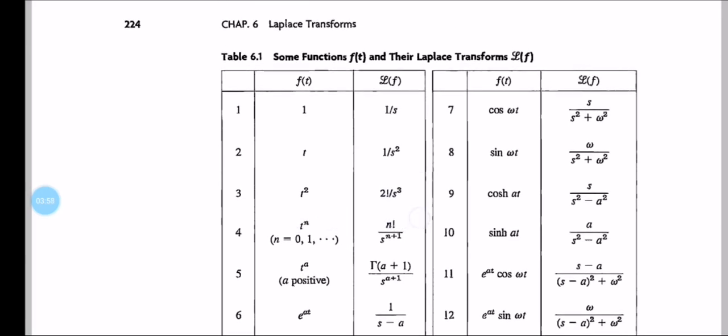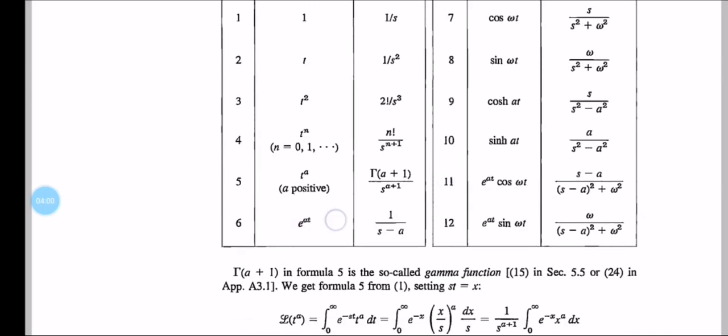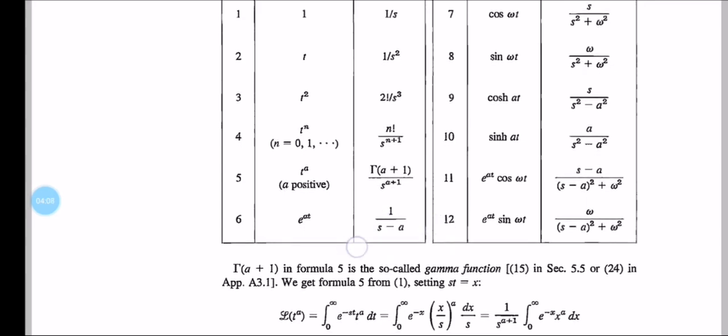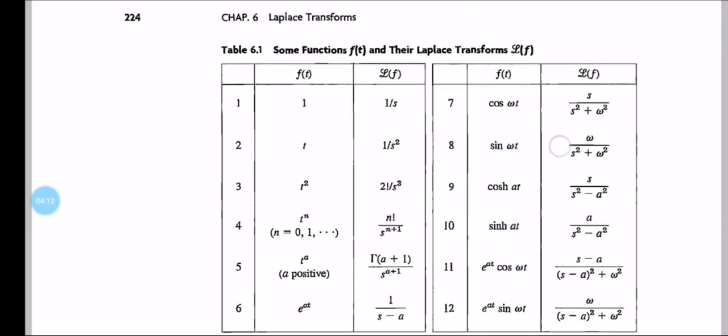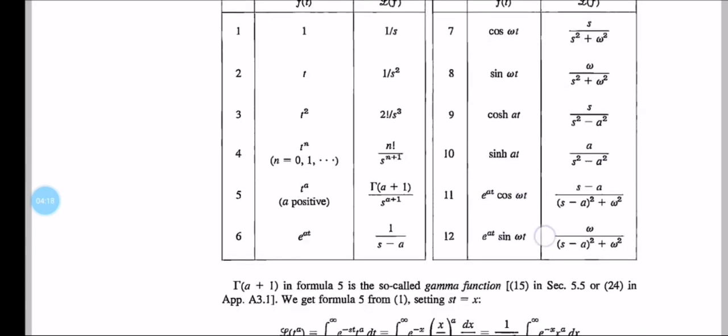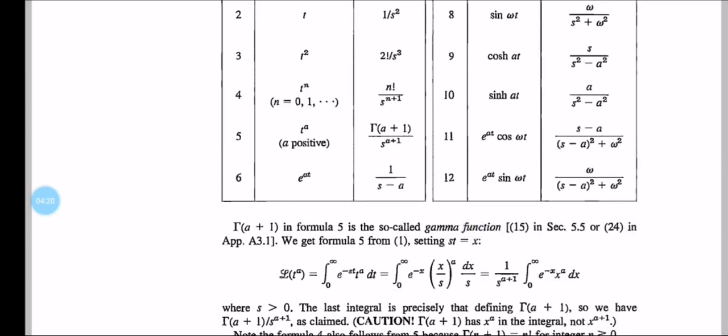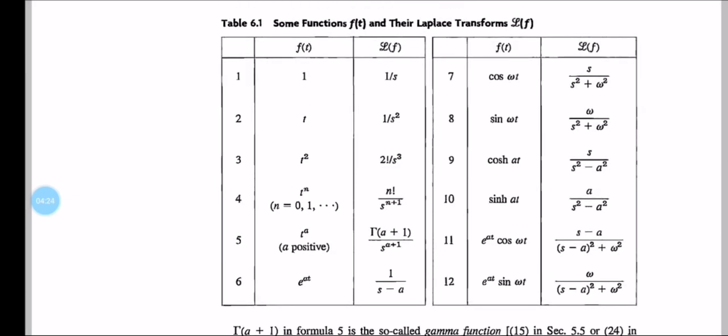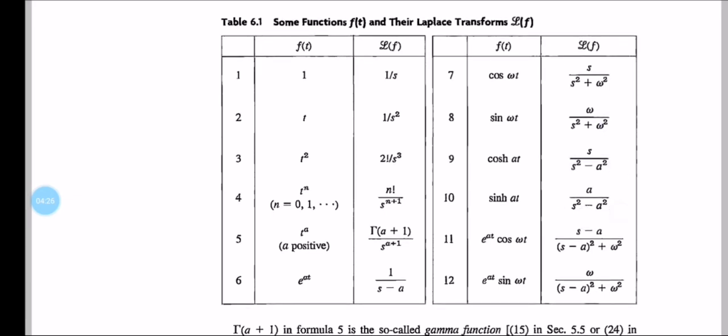Okay, so t to the power a, for a positive, gives a gamma function: gamma of a plus 1 by s to the power a plus 1. e to the power at is 1 by s minus a. Similarly the Laplace transformations of cos omega t, sin omega t, cosh at, sinh at, e to the power at cos omega t, e to the power at sin omega t, all have been prescribed here.